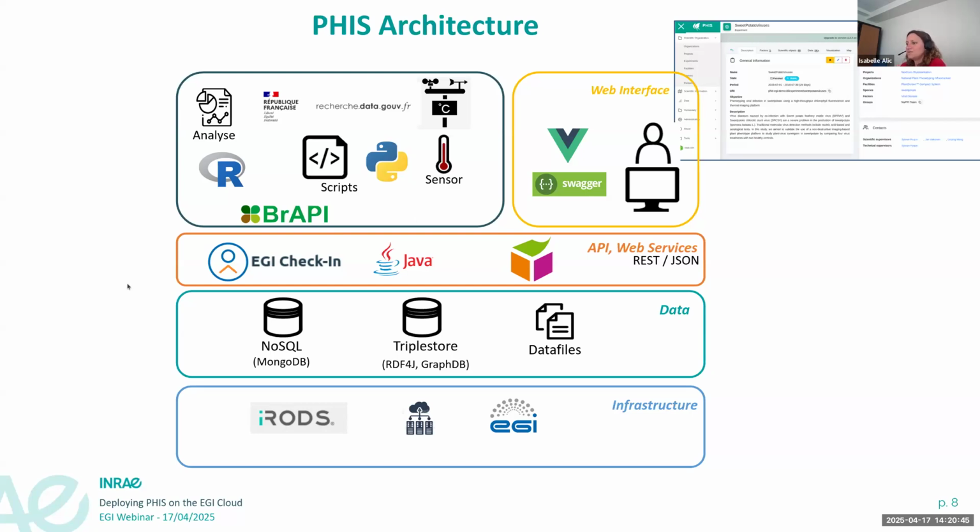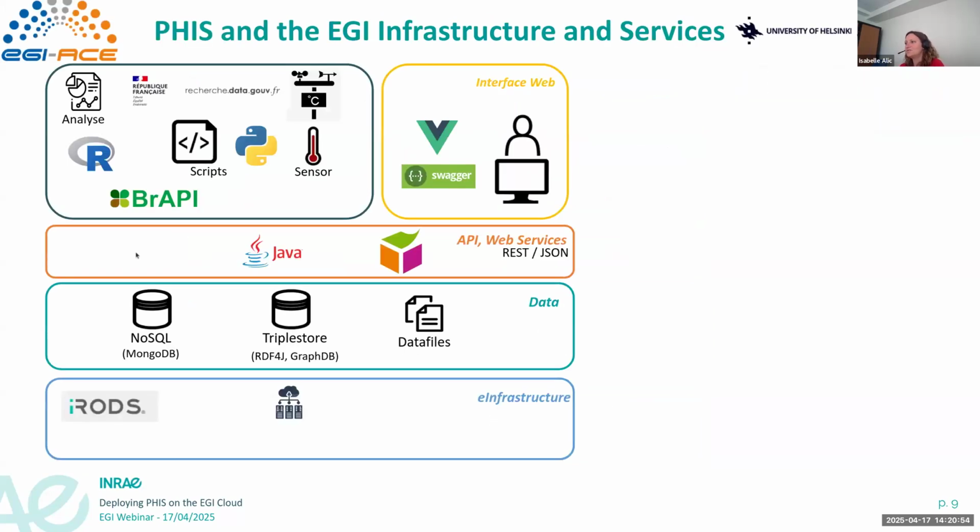And here we're here to talk about the EGI concept. The EGI ACE project allowed us to deploy PHIS on the EGI cloud infrastructure. This project was led with the University of Helsinki and the University of Copenhagen. And so here is the basic PHIS architecture I just showed you. So let's see how we deployed it on the EGI infrastructure.